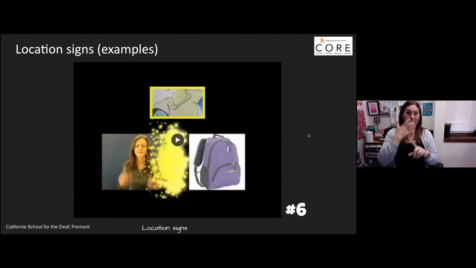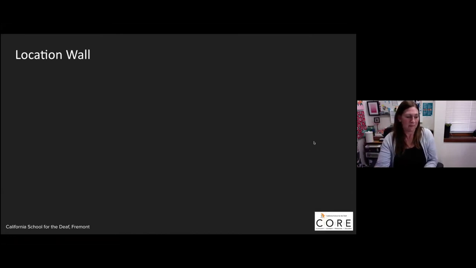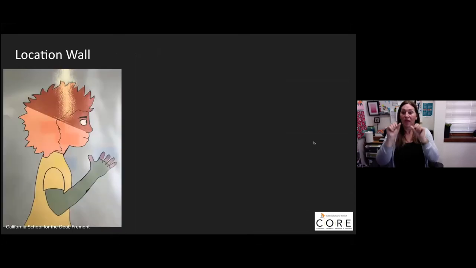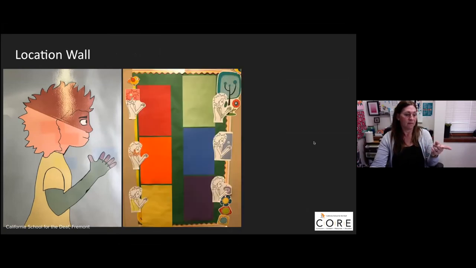So it's nice how that all works, so the kids will memorize the colors and then they know where it is on their bodies, and that concept is easy to transfer to other signs. And you can post something like this in your room or at home on the wall. And this is kind of what we use here.